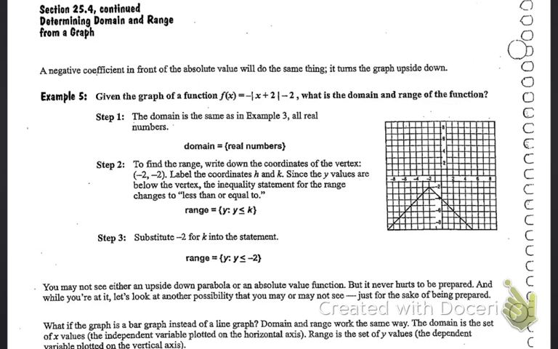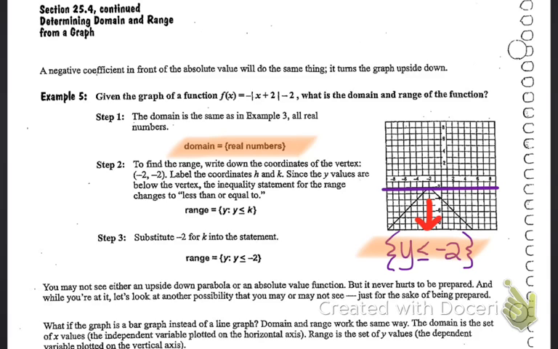Given the graph of a function, f of x equals the negative absolute value of the quantity x plus 2 minus 2, what is the domain and the range of the function? Domain is going left to right. No restrictions, all real numbers. The range is top to bottom. At the top, I'm not going past -2, but my graph does continuously move down. So as long as y is less than or equal to -2, I have my range.